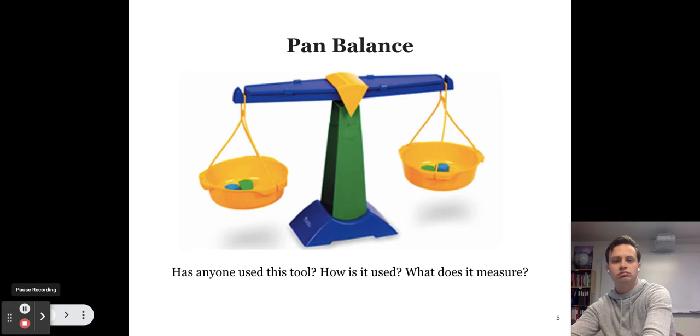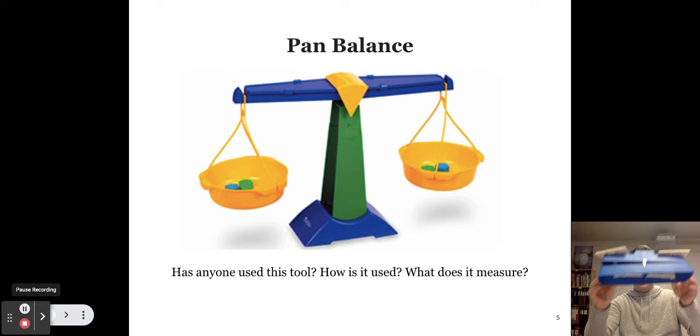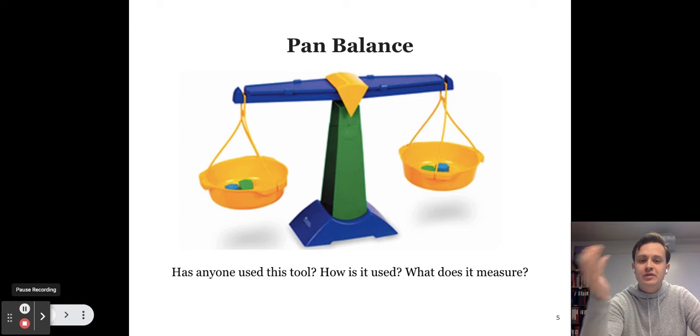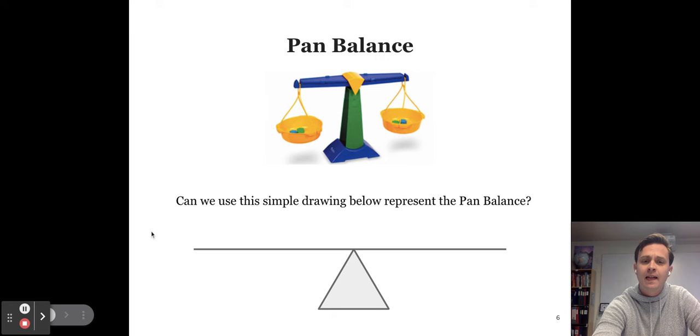Okay, so this is a pan balance. You can see there's a picture on the slide as well. Have you used this tool? What is it? How is it used? What does it measure? Can we use this simple drawing to represent a pan balance?